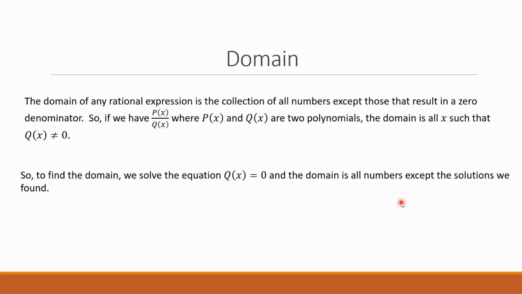Now, we did talk about domain, the idea of a domain for a function. There is a domain of a rational expression, and it's basically all numbers except those where the denominator is 0. So in other words, if you have P of x over Q of x, let's say you wanted to find the domain of this. Again, the domain is all x such that Q of x is not 0. So what you do is you first determine where it is 0. You solve that equation. And the domain is everything else. Basically, the domain is all numbers except the solutions to this.